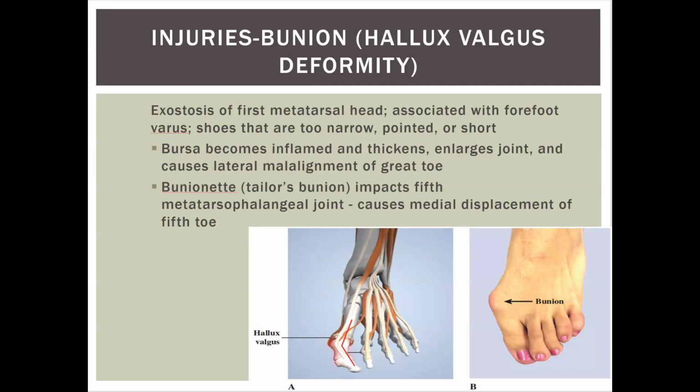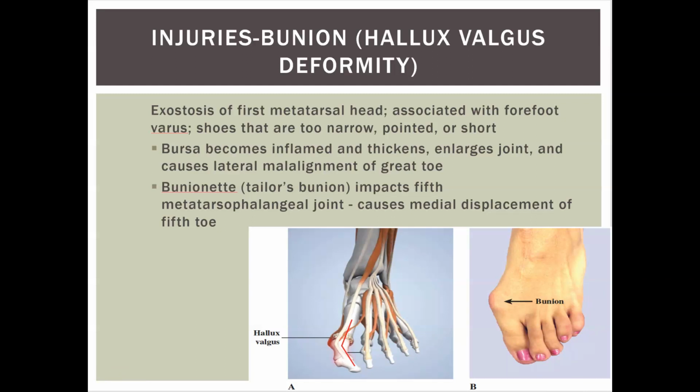So it puts a lot of pressure on there, and people end up needing a bunionectomy, meaning they go in and surgically cut off part of that extra bone and realign it. A bunionette is a bunion that occurs at the fifth.